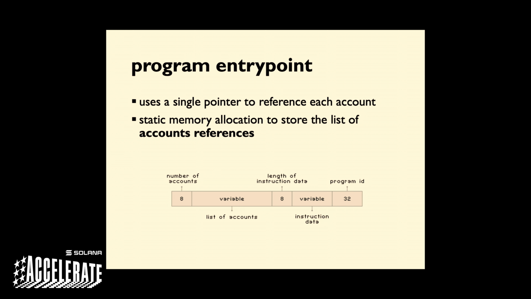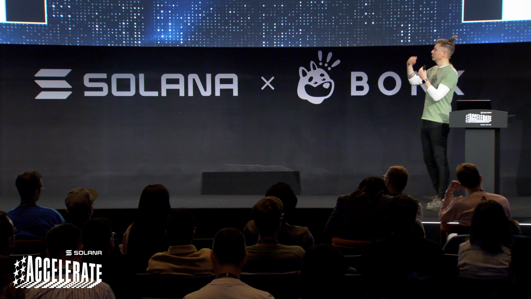You know that every program has an entry point, and the entry point's job is to read the input given by the runtime and get the pieces of information that you need to execute your instruction, which mainly is the list of accounts and instruction data. And in Pinocchio, the accounts are represented as a single pointer referencing directly the information from this input, so there are no copies there. And then these references are stored in a statically allocated array, which is what then gets passed to the program.